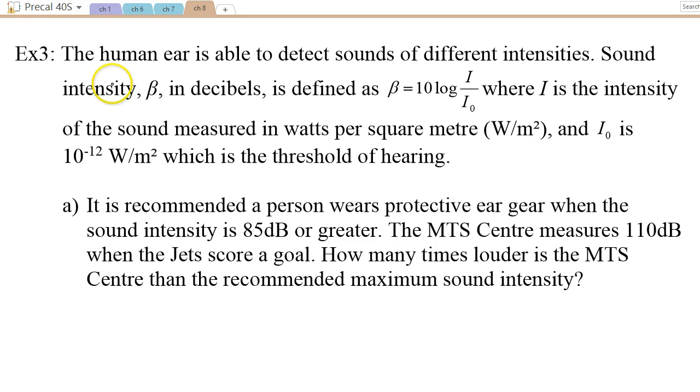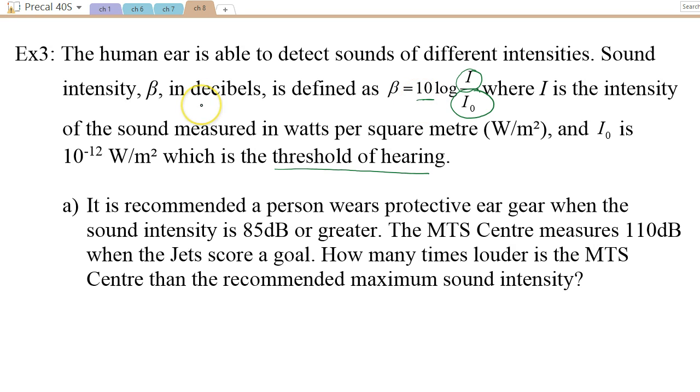Here we're doing an example with sound, and it's very similar to our earthquake one, where we have some sound of intensity I compared to I sub 0, which in this case we call the threshold of hearing. Maybe that would have been a better definition for earthquake instead of standard earthquake, say the threshold of measuring an earthquake. So I over I0. The only difference here is that we have a 10 in front.